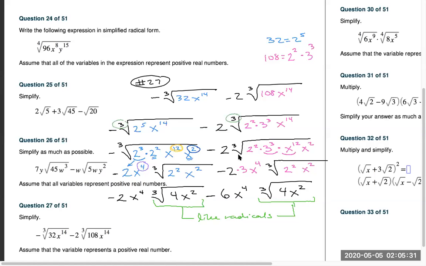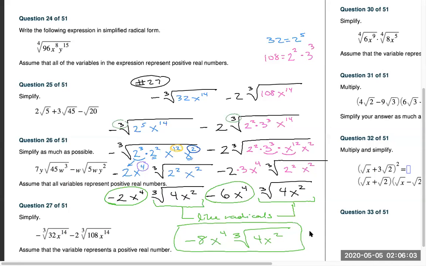Okay. So what we're going to be doing is adding the negative 2x to the fourth and the negative 6x to the fourth. That's going to give me negative 8 of these x to the fourths multiplied by our like radical cube root 4x squared. Let's go ahead and take a picture of that. I'm going to pause because I'm sure there'll be some questions after this one.